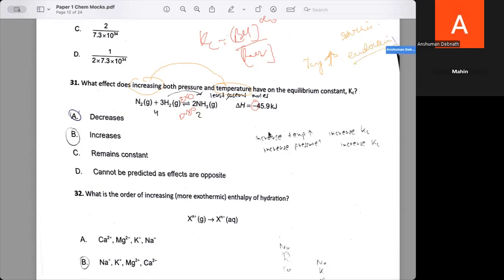And in this reaction, the endothermic direction is which direction? Backwards. Backwards means more reactant is produced. More amount of reactant is produced, so the denominator will be increasing. When this increases, the Kc will decrease. That's the way we have to see.